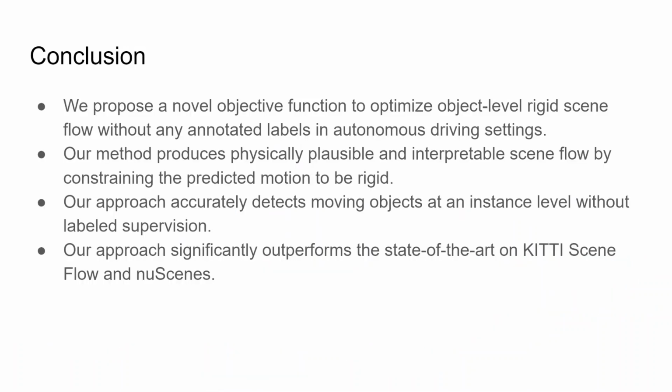In conclusion, we propose a novel method for optimizing object-level rigid scene flow without any labels. Our method achieves state-of-the-art accuracy by constraining the scene flow to be physically consistent, and simultaneously detects moving objects and computes ego motion without any labels.